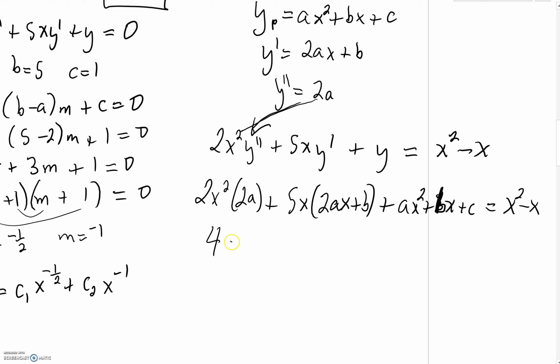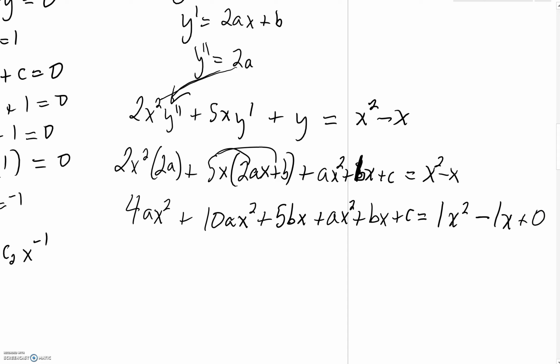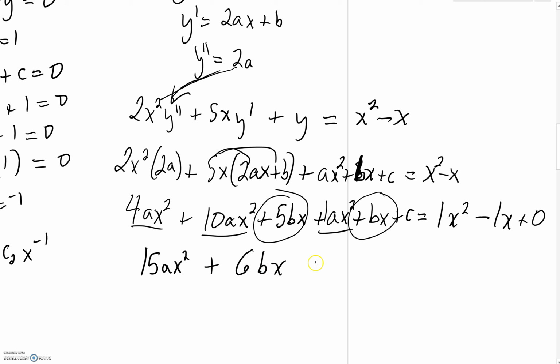So let's clean this up. We'll have a 4ax squared. As we distribute here, we'll have a 10ax squared plus a 5bx. Here's an ax squared plus bx plus c. And I'm going to get real emphatic here. This is a 1x squared minus a 1x. And dare I say, I'm even going to put in a 0 here because that's a full quadratic, isn't it? Let's just look at our x squared terms. And if we were to add all those up, we'd have a 4a, 10a, that's 14a. 1a makes a 15a. So we'd have a 15ax squared. Take a look at our bx's. Well, it doesn't take you too long to see we'd have a 6bx. And then we'd have a plus c.